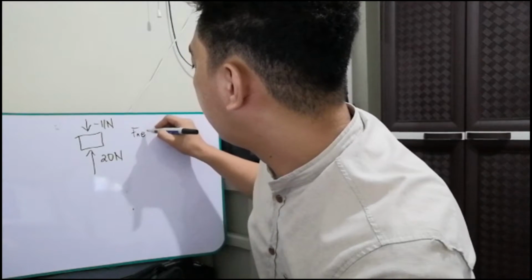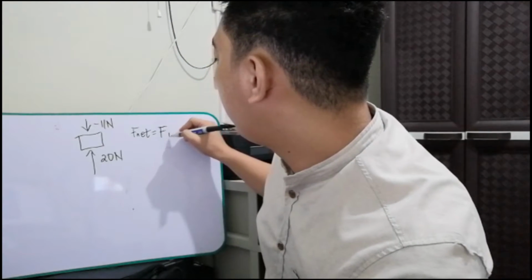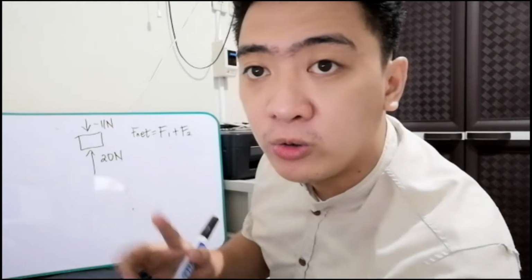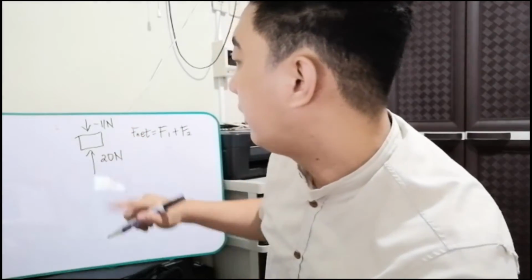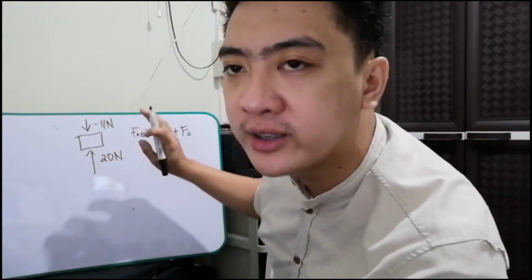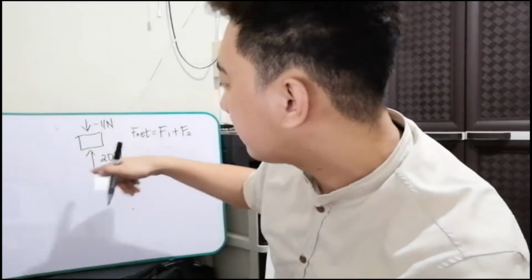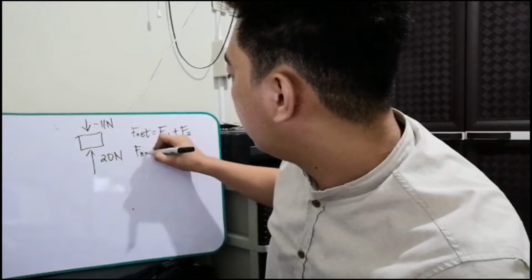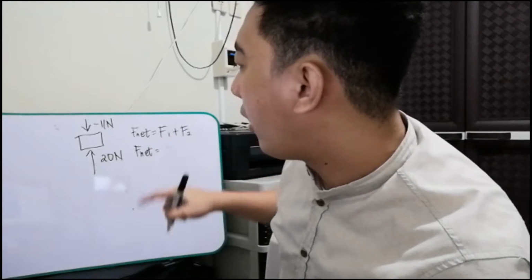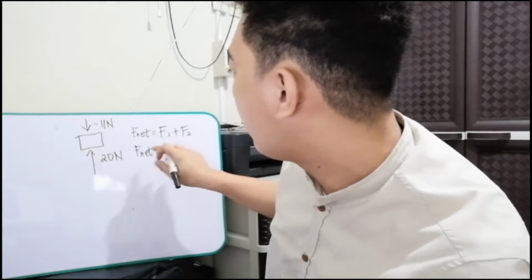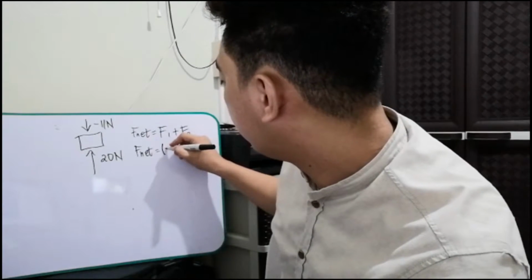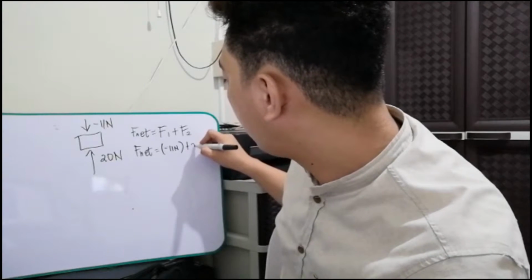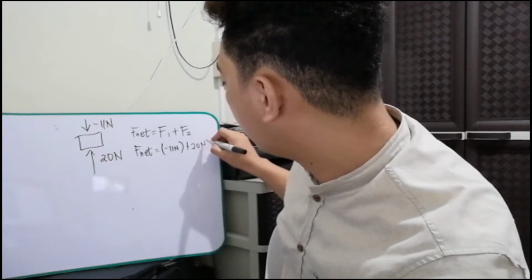F net is equal to F1 plus F2. Hanggang 2 lang siya kasi there are only 2 forces acting on the object. Pero in case that there are 4 or 7 or 10 forces acting on a particular object, hanggang 10 yan. So F net is equal to F1, kahit alin sa dalawa yung mauna. So pwedeng yung negative 11 newtons plus positive 20 newtons.